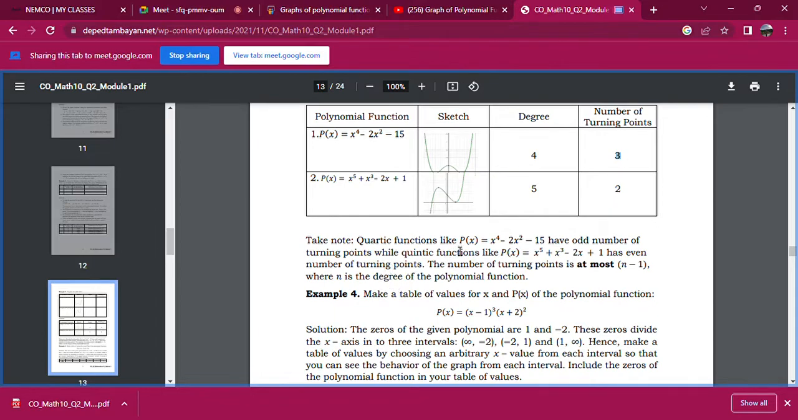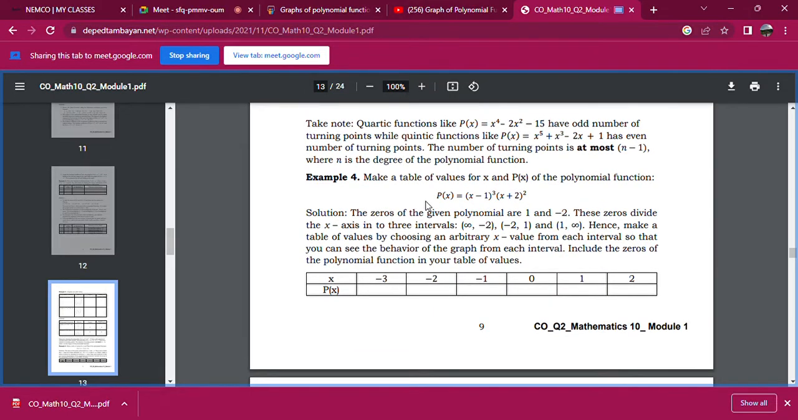Again, you can tell whether it is odd or even: quartic functions, where the degree is 4, have an odd number of turning points. That is why we have 3. Our quintic functions have an even number of turning points. So the number of turning points is at most n minus 1, where n is the degree of the polynomial function.